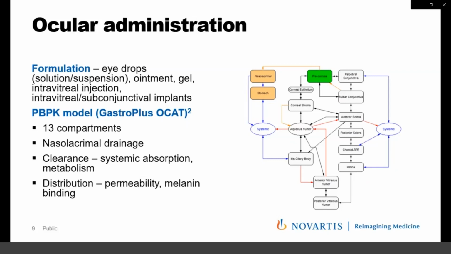The drug distributes between the compartments based on the permeability of the drug in specific compartments. Drug substance can also be bound to melanin in some compartments. The drug substance can be absorbed into the systemic circulation, and also the user has the option to include the metabolism in some compartments. The model also accounts for the formation of the tears and the drainage from the precorneal compartment to the nasolacrimal compartment and then into the gastrointestinal tract.